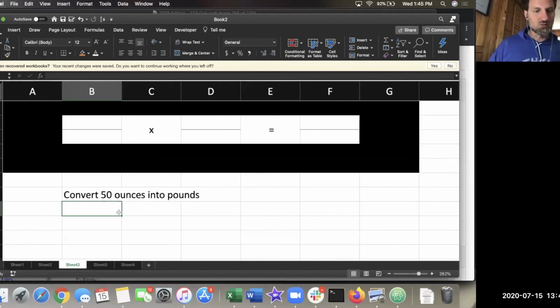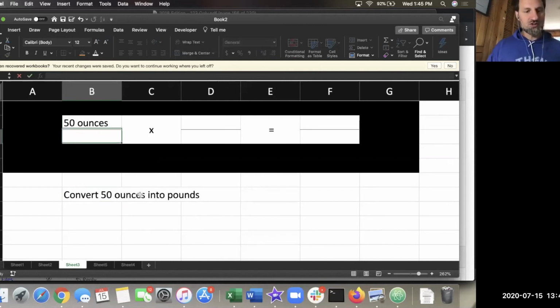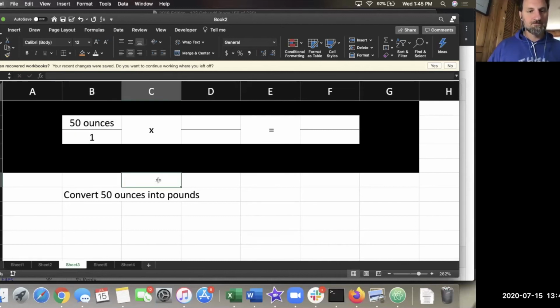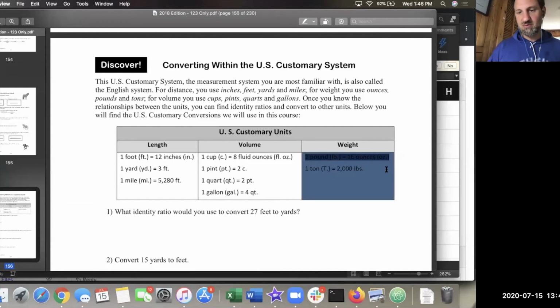So how does the process work? Well, the first thing I'm going to do is put the thing I'm converting in the first fraction, so 50 ounces. The second thing I'm going to do is make it a fraction, so 50 ounces over 1. Then I need to get the conversion factor that's relevant to this conversion. So I go back to my formula sheet or the book. Here I can see this is the one I should be paying attention to. A pound apparently is 16 ounces.